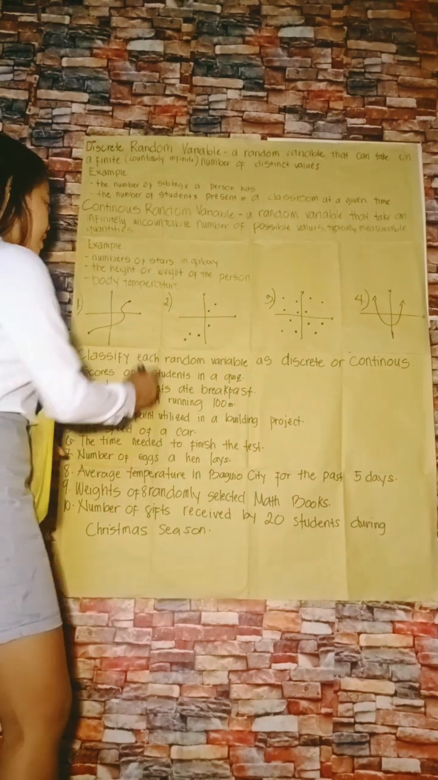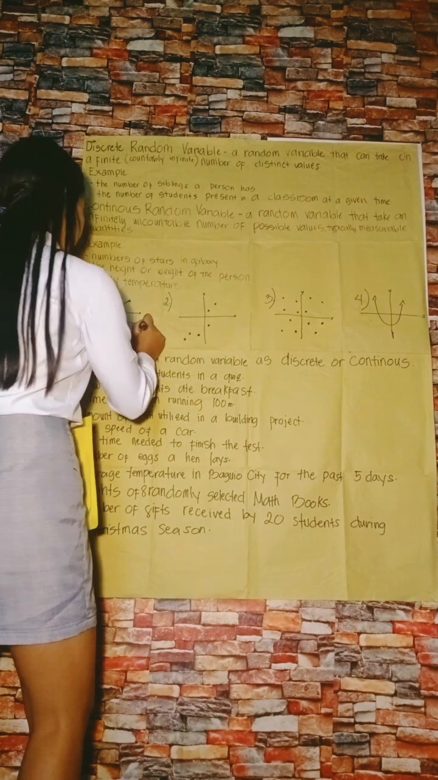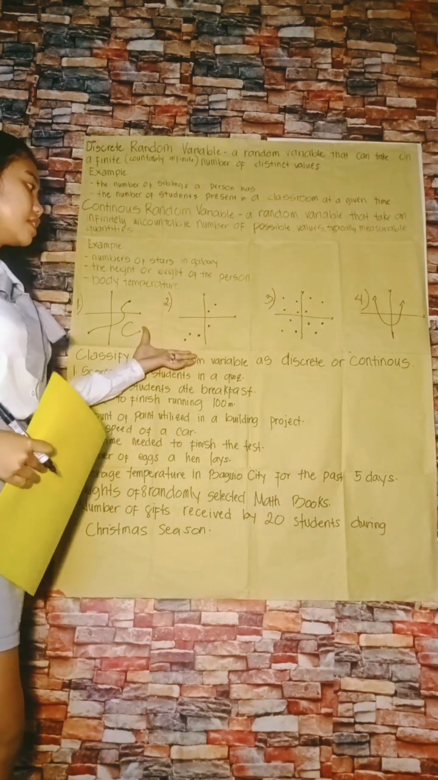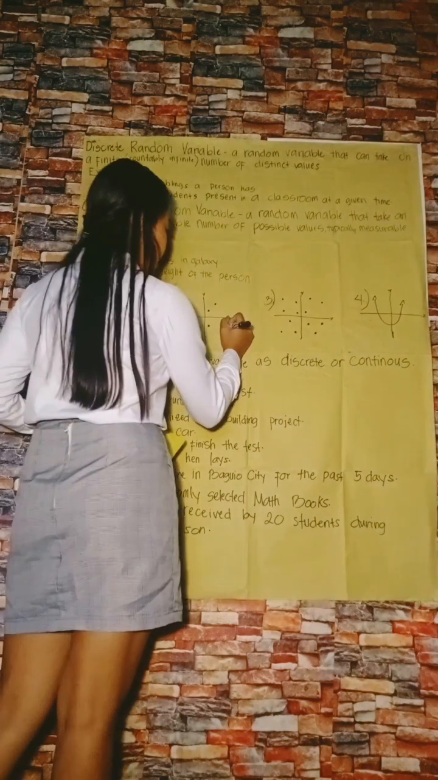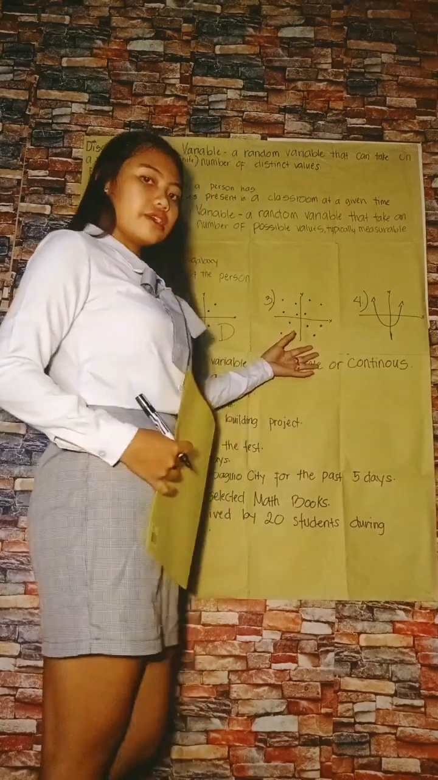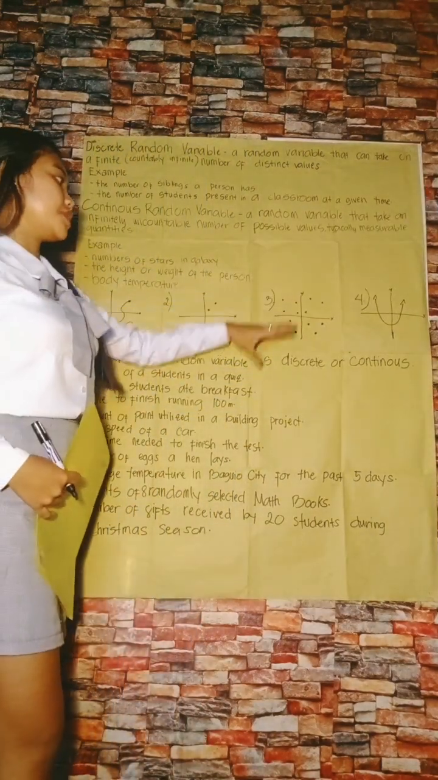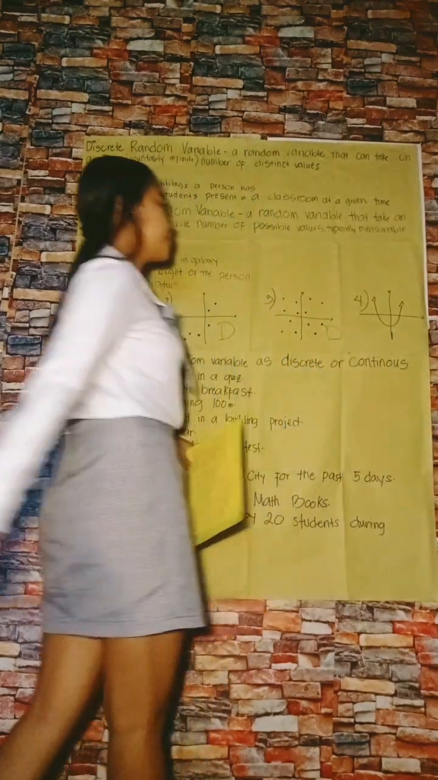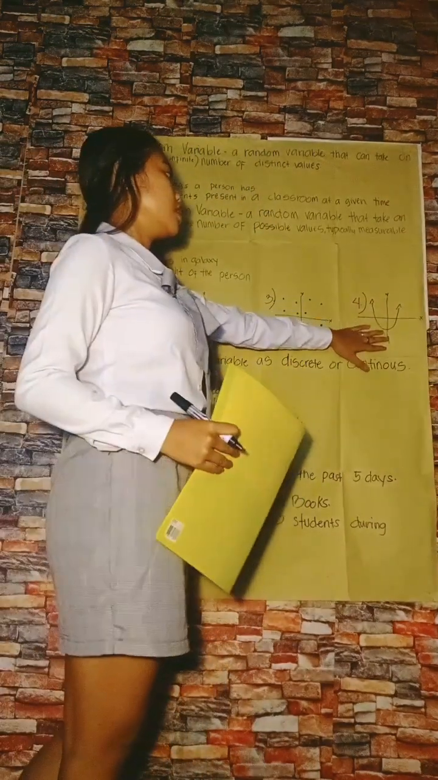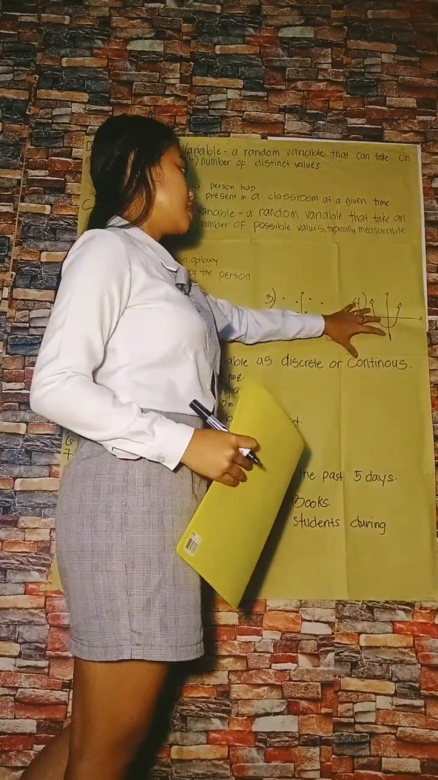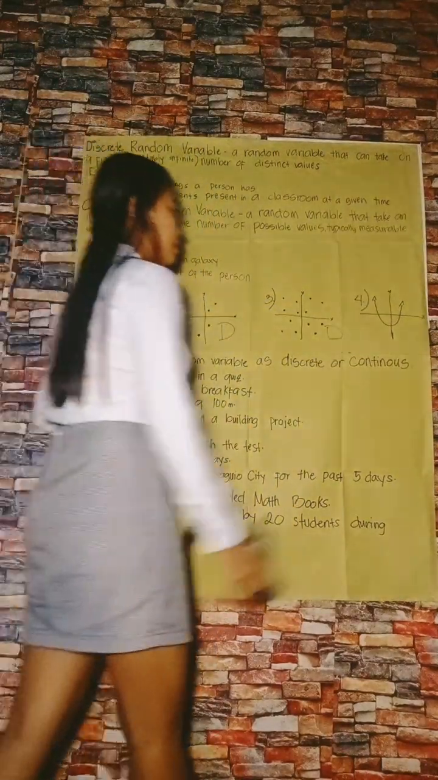It is continuous. Number 2. Obviously, the points are not connected. It is discrete. Number 3. Just like number 2, the points are not connected. It is also discrete. Number 4. It has an arrow and it is connected. It is continuous.